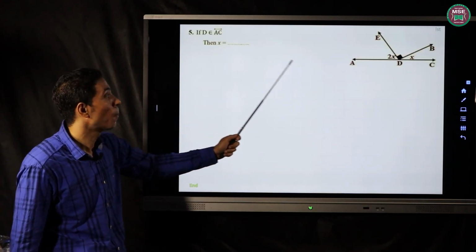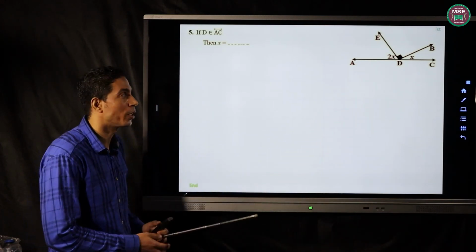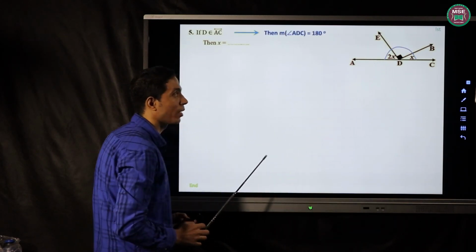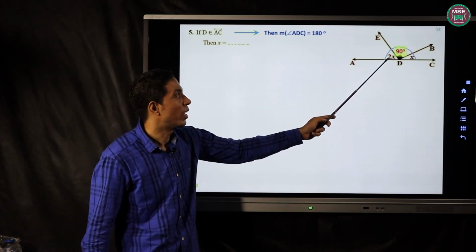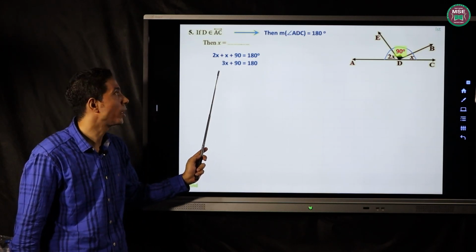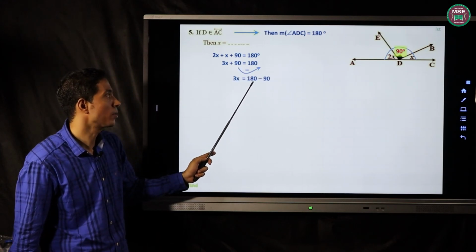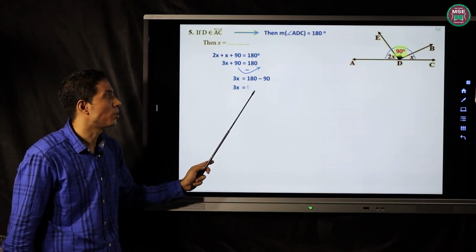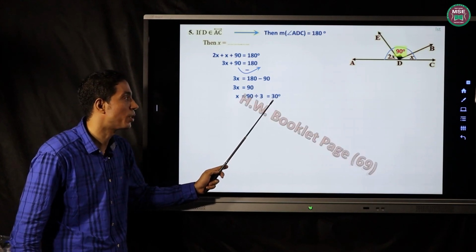Last, D belongs to AC, so the sum of all these angles equals 180. Because DB and DE are perpendicular, the measure of this angle equals 90 degrees. To find the value of X, we add: X plus 2X equals 3X, plus 90 equals 180. 90 goes to the other side with a minus. Then 3X equals 180 minus 90, and 180 minus 90 equals 90. To find the value of X, we divide 90 by 3, which equals 30 degrees.